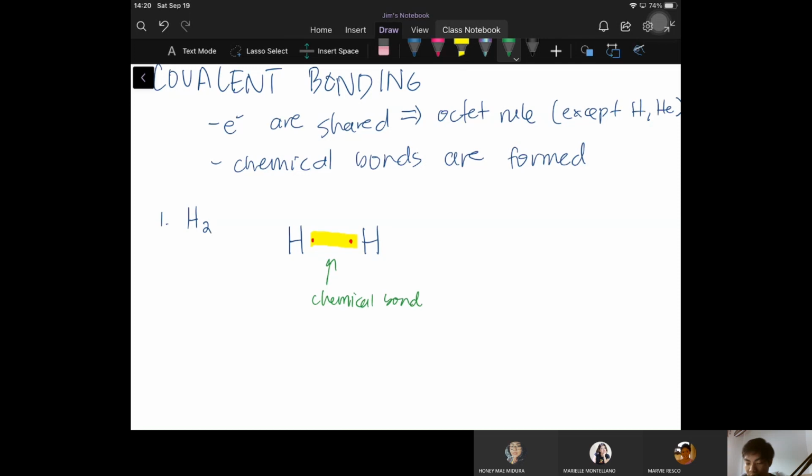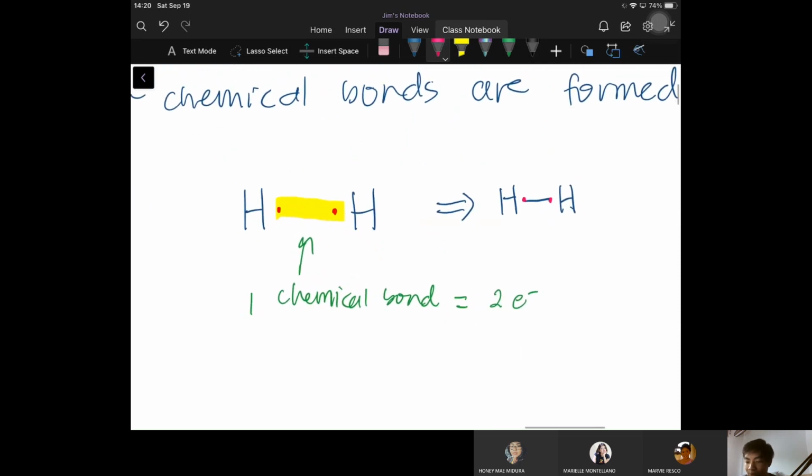Okay? And what should I know about chemical bond? One chemical bond is equivalent to two shared electrons, no? So dalawa yung shared electrons sa isang chemical bond. So I can rewrite that as H, and remember, at each end may tig-isang electron doon. Okay? Yan. So, ito yung tig-isang electron. Itong bond na to, yan yung bridge para magsama yung dalawang electrons.